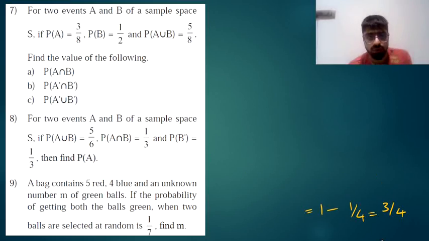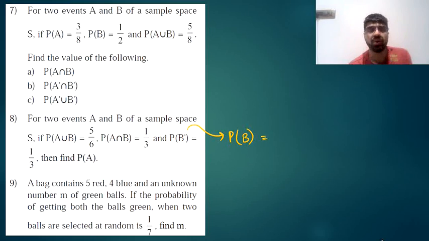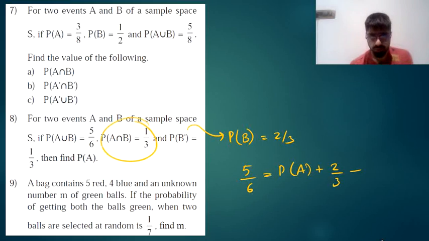So we have two events A and B, for which P of A union B is given, P of A intersection B is given. P of B complement is 1 upon 3, which tells you that P of B is going to be 1 minus P of B complement, which is 2 by 3. Find P of A. So apply the formula P of A union B, which is 5 by 6. That will be P of A plus P of B, which is 2 by 3, minus P of A intersection B, which is 1 by 3. This becomes 1 by 3, and that 1 by 3 goes on the left.